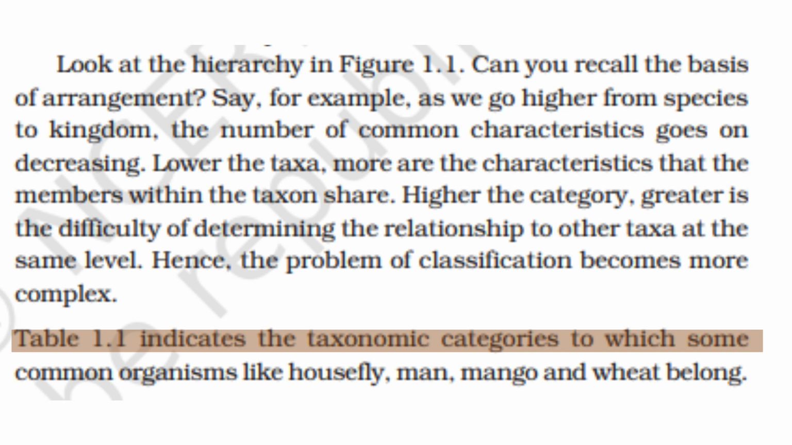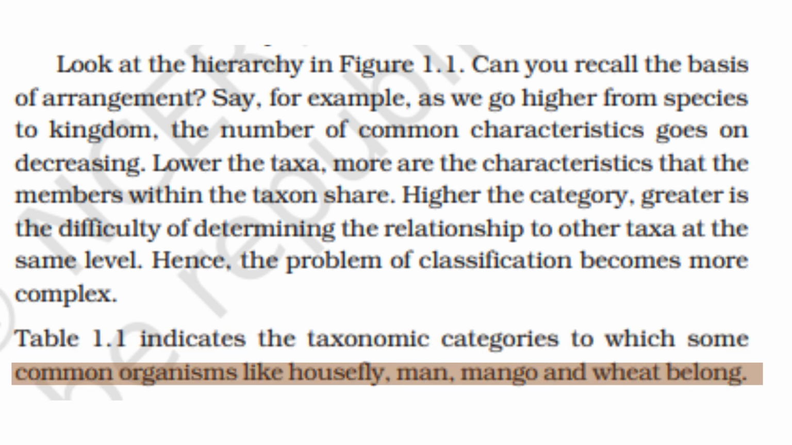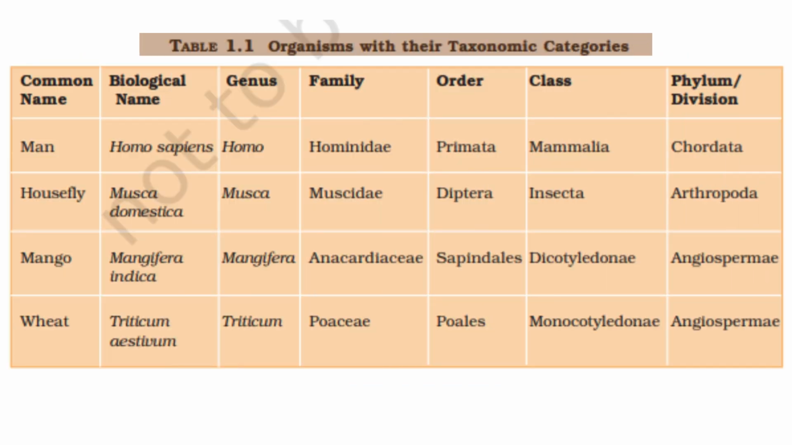Table 1.1 indicates the taxonomic categories to which some common organisms like housefly, man, mango, and wheat belong. Table 1.1, Organisms with their taxonomic categories. Common name, man. Biological name, Homo sapiens. Genus, Homo. Family, Hominidae. Order, Primata. Class, Mammalia. Phylum or division, Chordata.